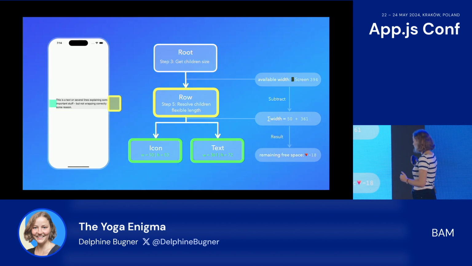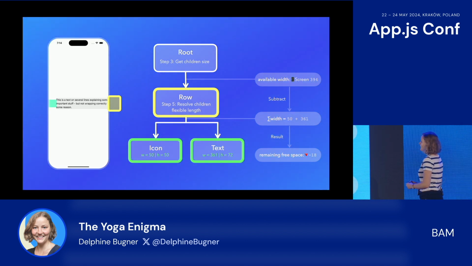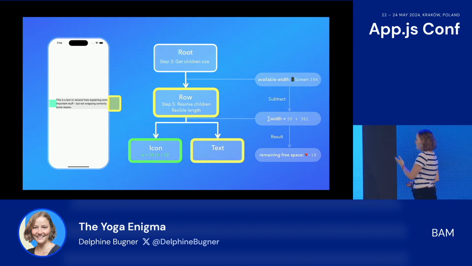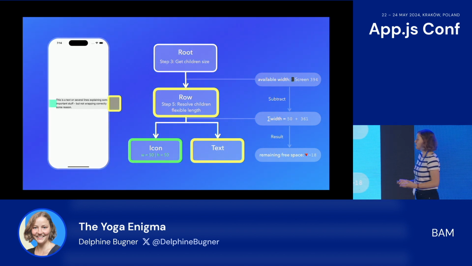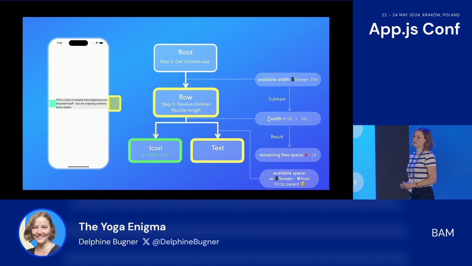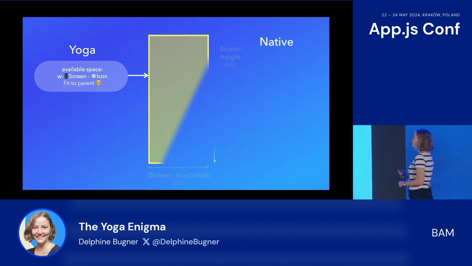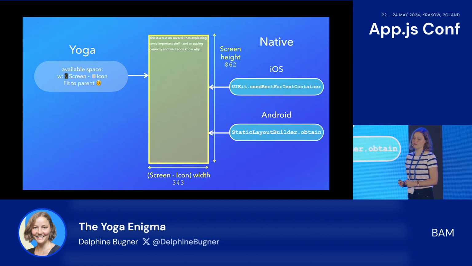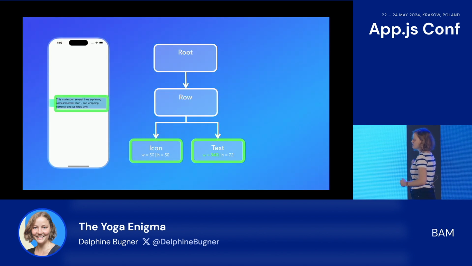And it gives us a negative remaining free space. Yeah, of course, we are overflowing. We are already too big. We have to reduce them. So it means going back into our text children and remeasuring them, but with a smaller adapted container. So basically here, available space is screen minus the icon size. We go back to the native side, draw another rectangle smaller than the previous one, reapply our native measure functions, and get the new dimensions.